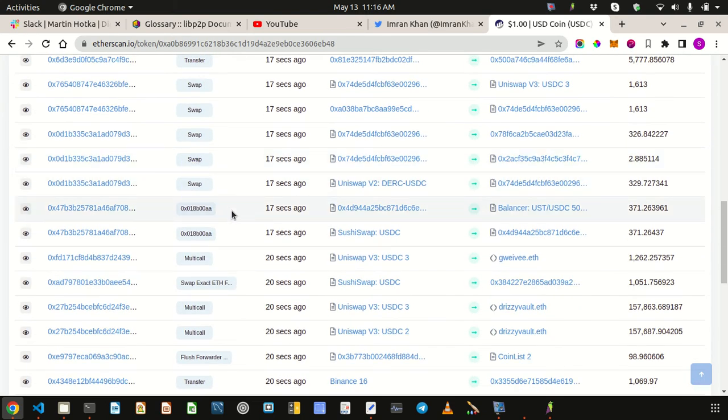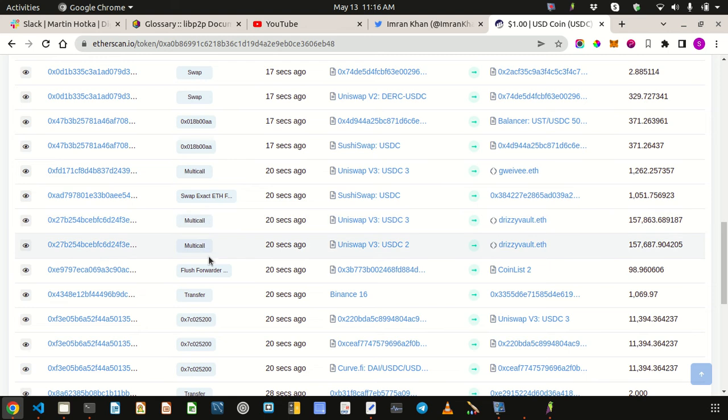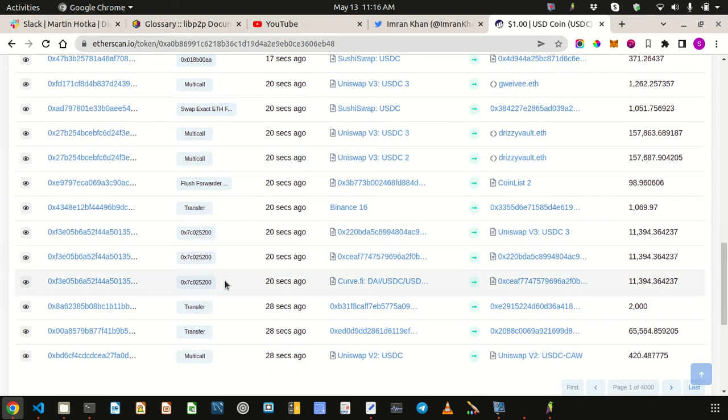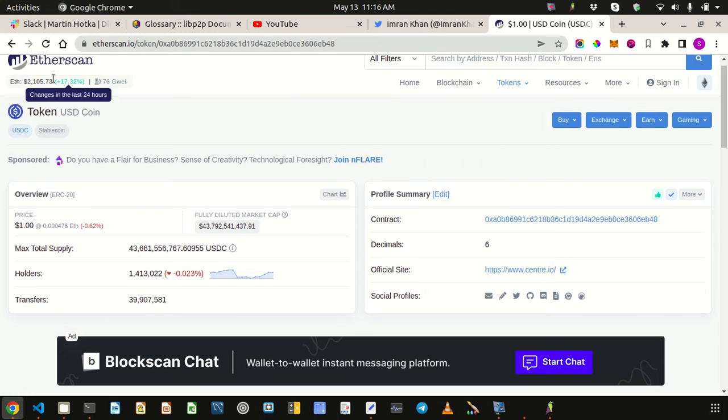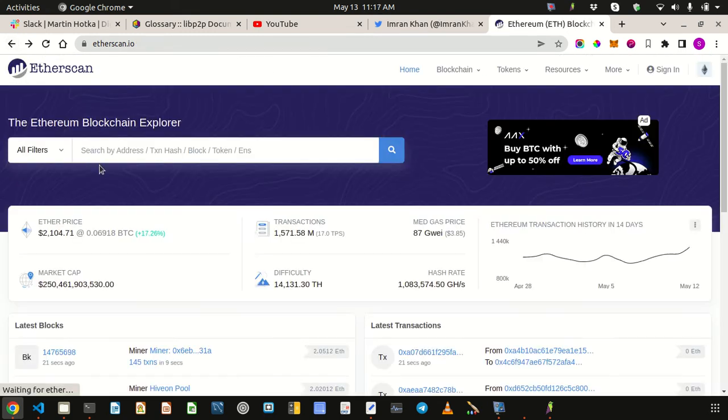All right, so you can see that a lot of operations are being performed on this smart contract. And all right, so let's search for another token.